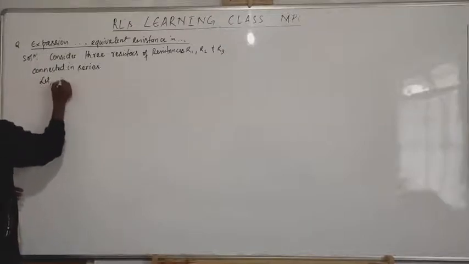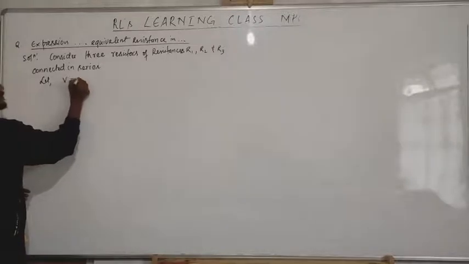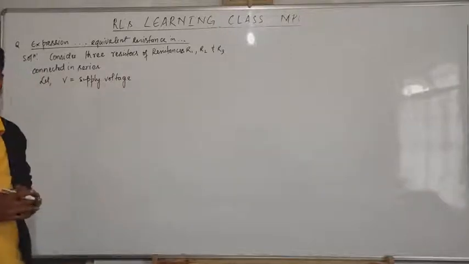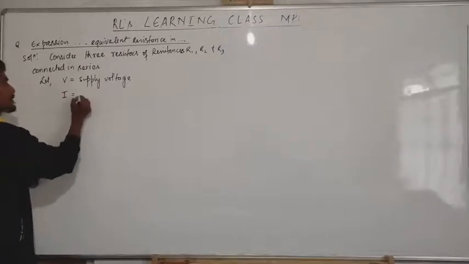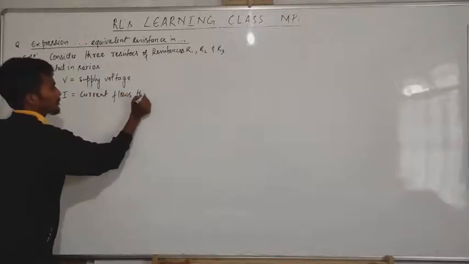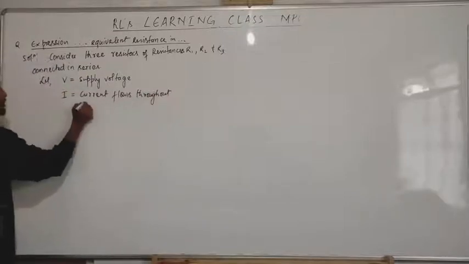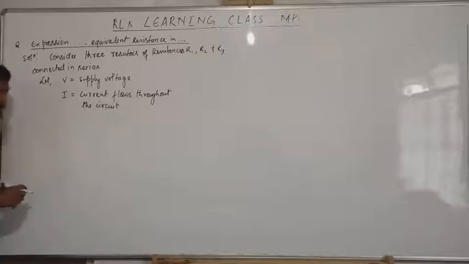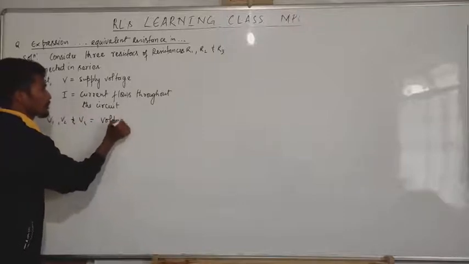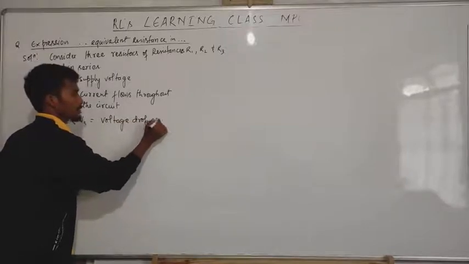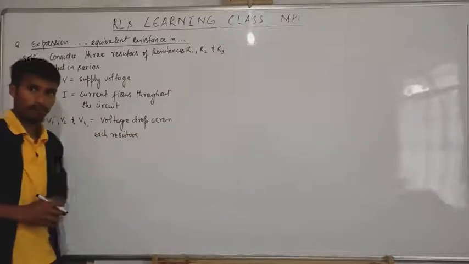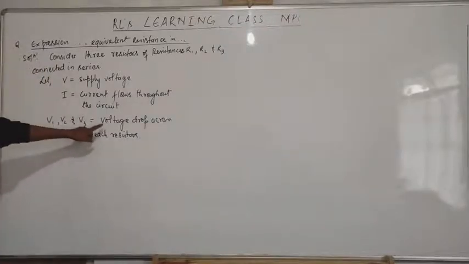Then let V be the supply voltage, and I the current that flows throughout the circuit. And V1, V2 and V3 are the voltage drops across each resistor. So why do I put V1, V2 and V3? Voltage drop across each resistor.